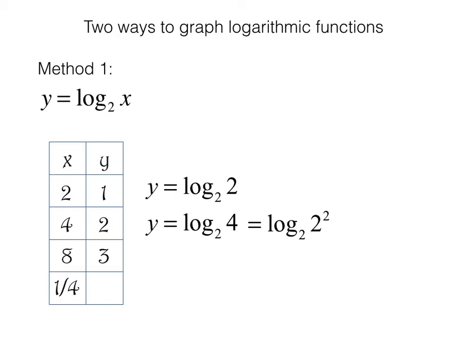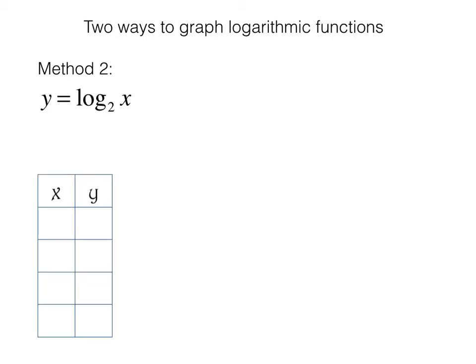So this would be log base 2 of 1/4, which turns out to be negative 2. So that's one way. You have to think about what x values will make this easy to graph. Another way to do this, which I find a little bit easier, is to rewrite it. If I rewrite it as an exponent, it would be 2 to the power of y equals x. And in this case, I'm going to fill in my y values first and then solve for x.